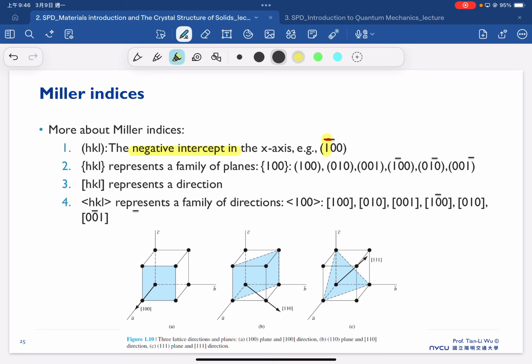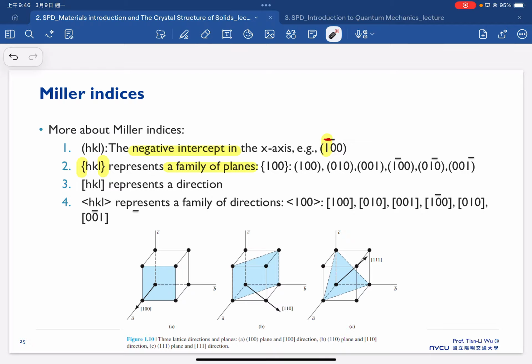But what if we use this kind of bracket? That means this represents a family of planes. So it's not only one particular plane, it's actually the family of planes, all the combinations of 1, 0, 0, shown here: 1, 0, 0; 0, 1, 0; 0, 0, 1; and also this one is negative in the y-axis, and this one is negative in the z-axis. So that's the meaning of this bracket.